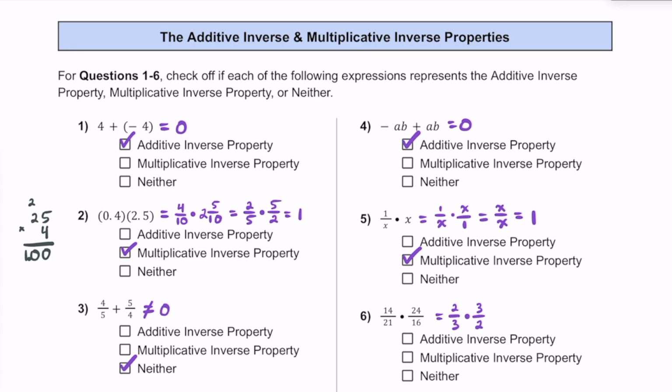Oh, surprise, surprise, these are reciprocals of each other. The 2s and 3s can cross cancel, or you can just multiply it out, 6 over 6, which is 1. So this does represent the multiplicative inverse property.